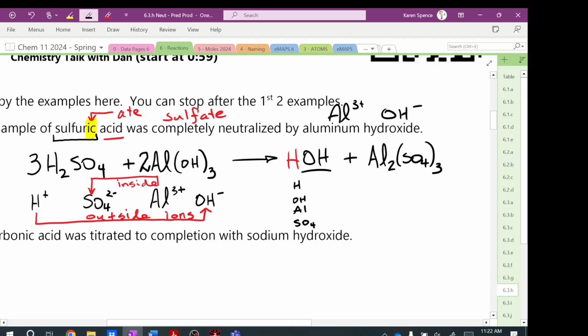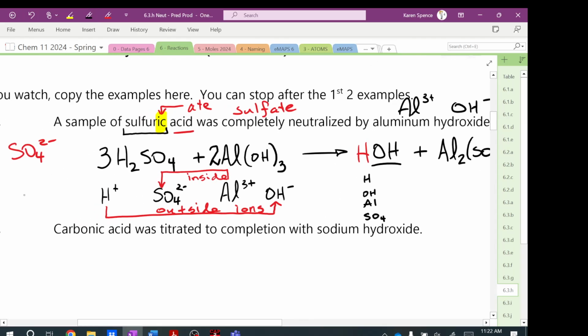So far, so good? Now, how many hydrogens does that give us? We have 6 hydrogens. How many hydroxides does that give us? 6 hydroxides. How many waters will that make? If I take one H and one OH, how many waters do I get? 1 water. If I take 2 H's and 2 OH's, how many waters do I get? 2 waters.